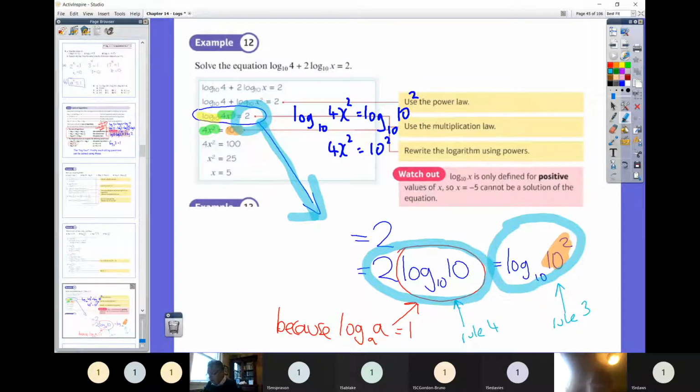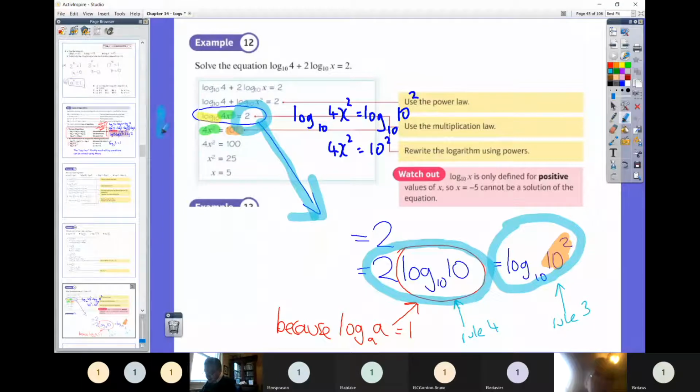Now, you've then got logs on both sides. On the left, you've got log stuff. On the right-hand side, you've got log stuff. So you can basically cancel out the log bits, and you're left with 4x squared equals 10 squared. And obviously then the logs have gone, you just solve the algebra. So it's completely up to you.